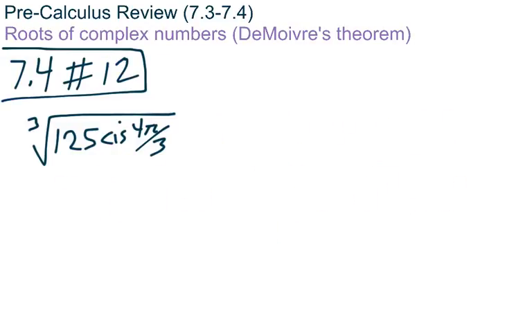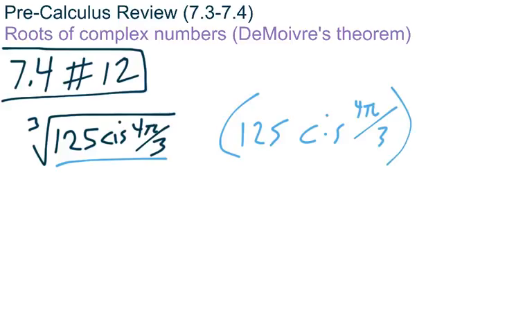In 7.4, we learned how to do DeMoivre's theorem, and we're going to apply that on a couple of problems here to find the roots of complex numbers. First of all, you'll notice this is already in polar form. That's good. We can only do DeMoivre's theorem in polar form, so we need to go ahead and write it out as a power instead of a root. Of course, roots can be written once again as fractional powers.